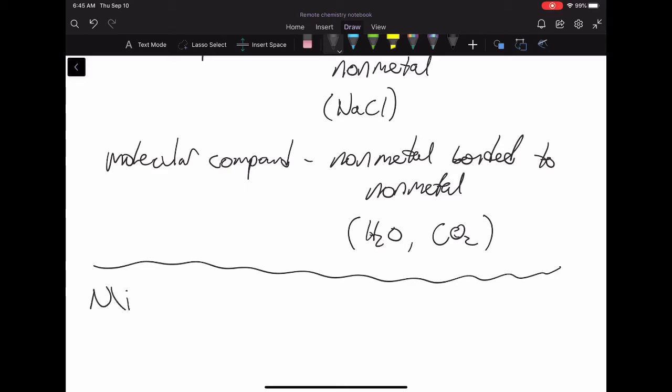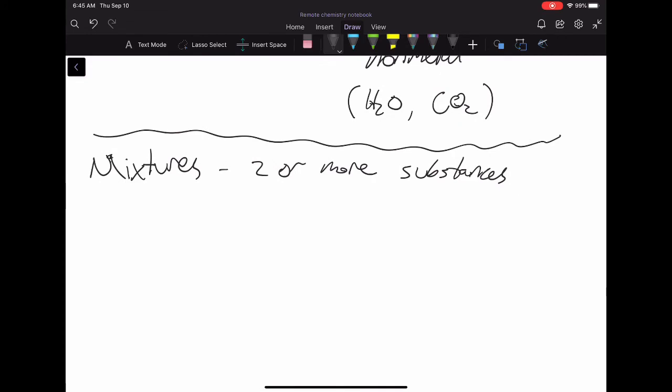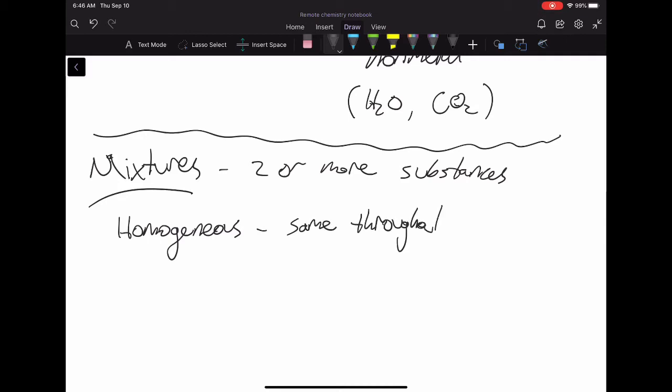Let's talk about mixtures now. So a mixture is when you have, obviously, a mixture of two or more substances. So a mixture is just two or more substances, and there's two kinds of mixtures. So we have homogeneous mixtures, and this is essentially a mixture that is the same throughout.